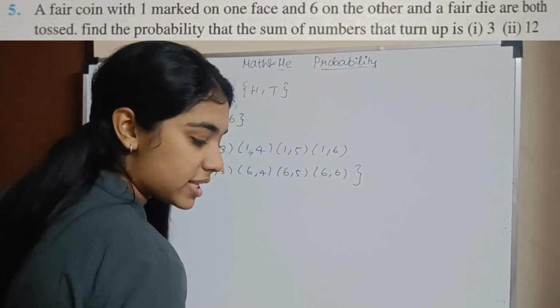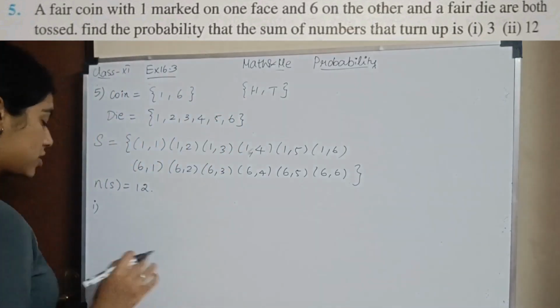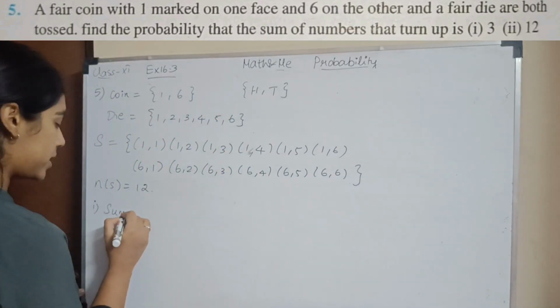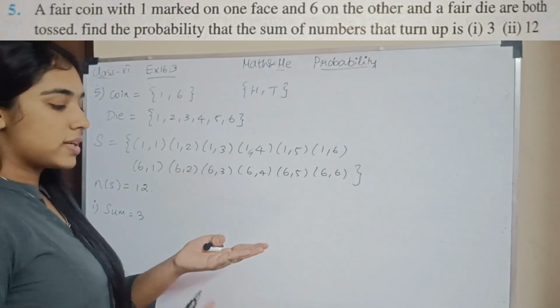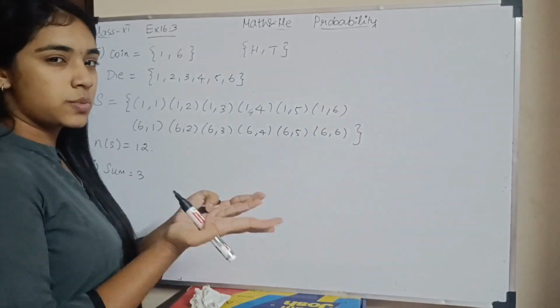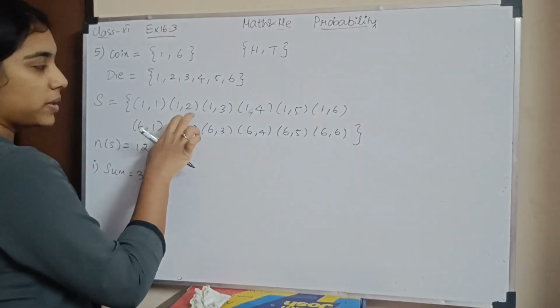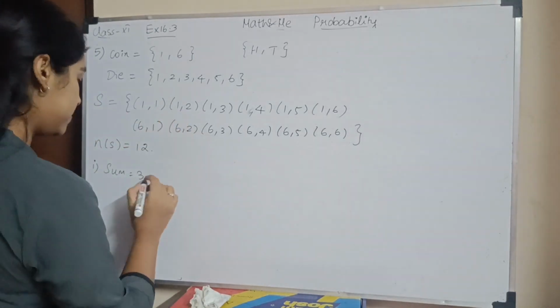Find the probability that the sum of the numbers that turn out to be 3. So now the sum of the two should be 3. Where all do you see 3? 1 plus 1. The die shows 1, the coin shows 1. So I have 1 plus 1, 2. So similarly, here 1 plus 2 is 3. So this is my one option.